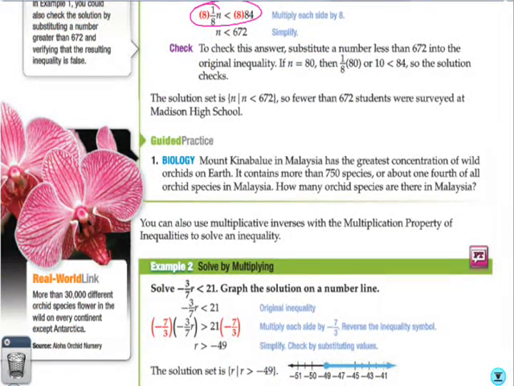Mount Kinabalu in Malaysia has the greatest concentration of wild orchids on Earth. Orchids are a beautiful flower. It contains more than 750 species, or about 1/4 of all orchid species in Malaysia. How many orchid species are there in Malaysia? Go ahead and pause the video right here. See if you can come up with an inequality on your own and solve it. Go ahead and pause the video now.